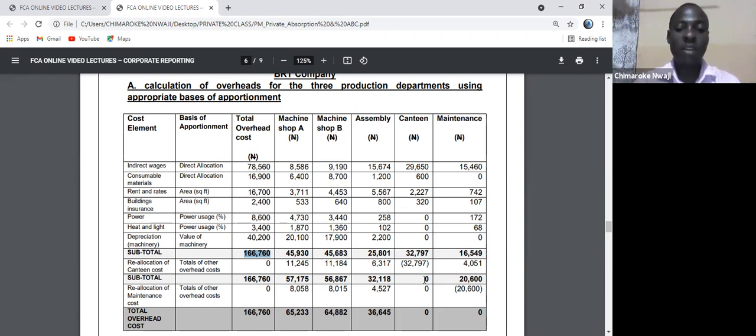166,760 minus 32,797. What you have is 133,963. That is the addition of machine A, machine B, assembly, and maintenance.